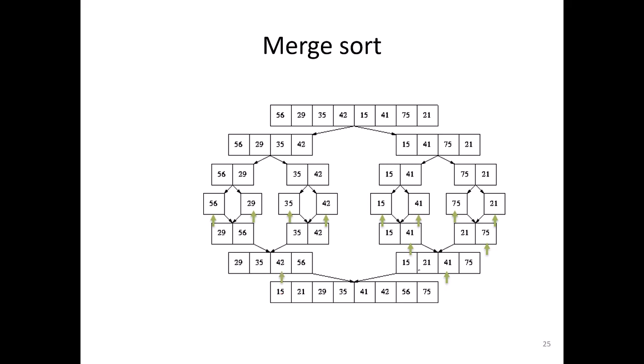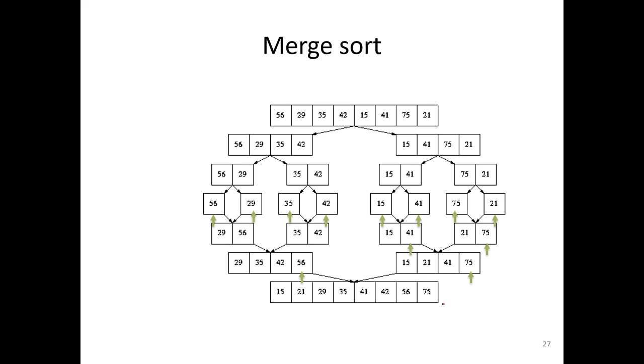Now 42 is compared with 41. 41 is less than 42, so 41 is copied into the temporary array and we move the right pointer. Now 42 is compared with 75. 42 is less, so just copy the 42 into the temporary array and move the left pointer. Now 56 is compared with 75. 56 is less than 75, so copy the 56 and move the pointer. There is no element left to compare, so copy the 75 and store it into the temporary array.